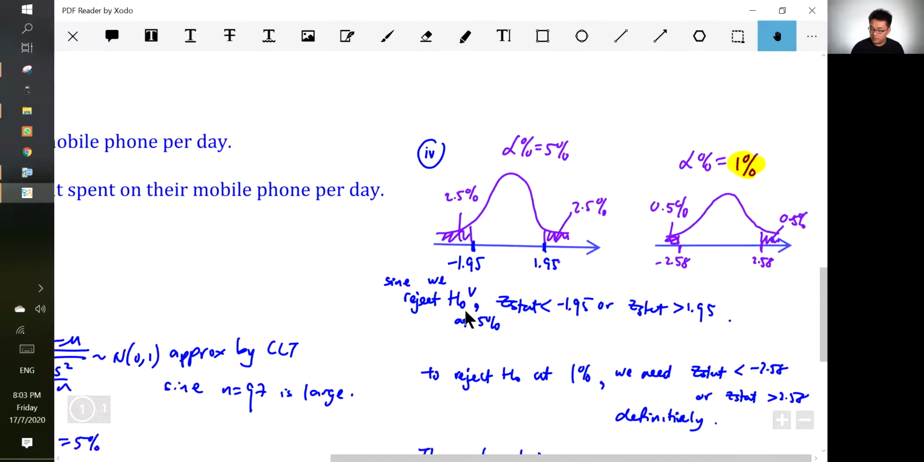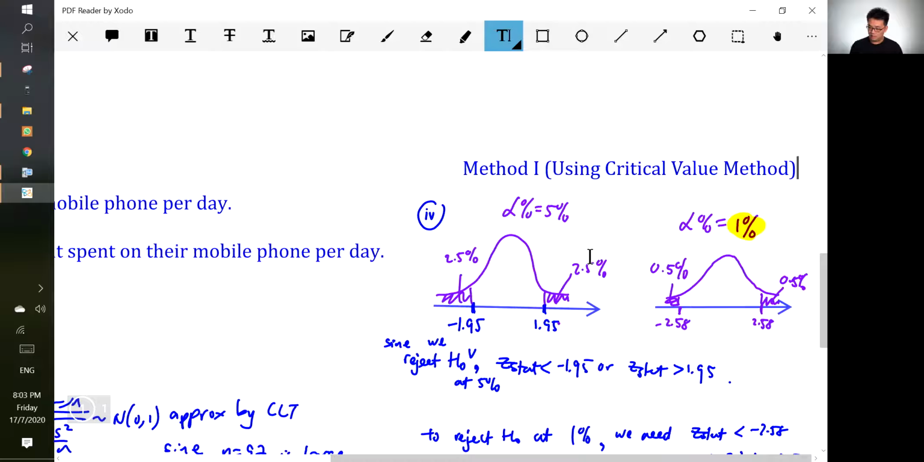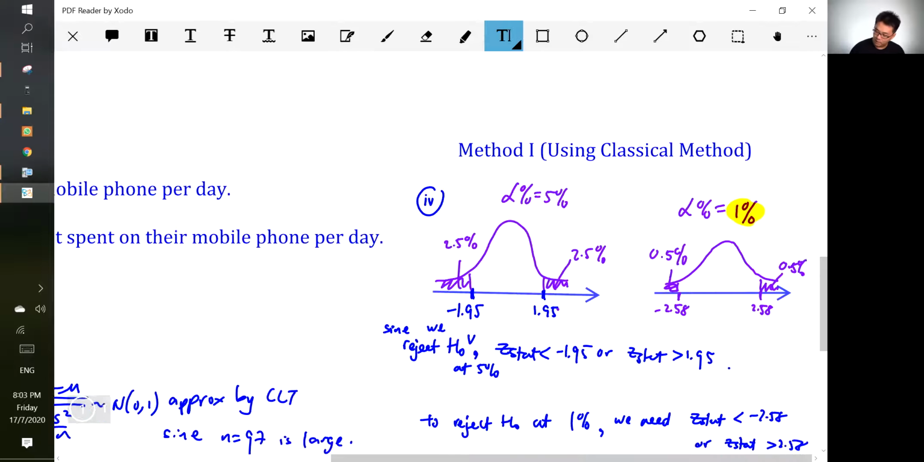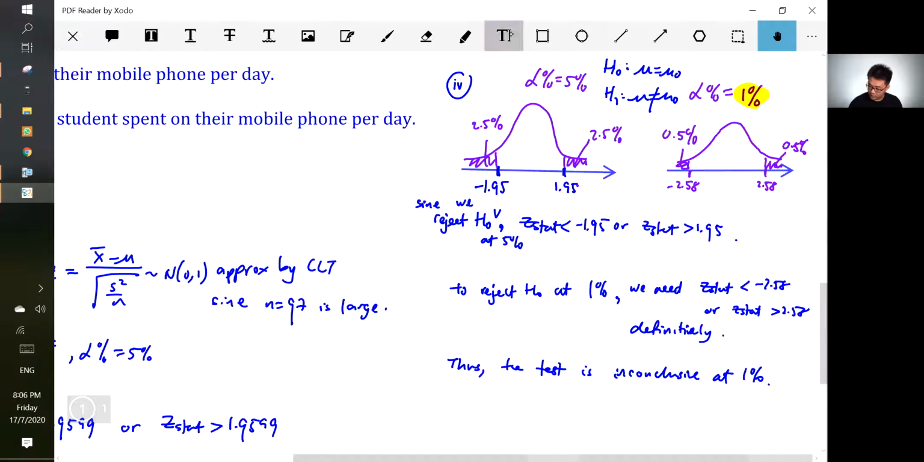The answer key actually writes it the p-value way. The p-value way is easier to write. So I will just write down method 1, using the critical values method, classical. I'll just pause here. Any question, can you please unmute yourself and ask? For the p-value method, it's actually much simpler to write.